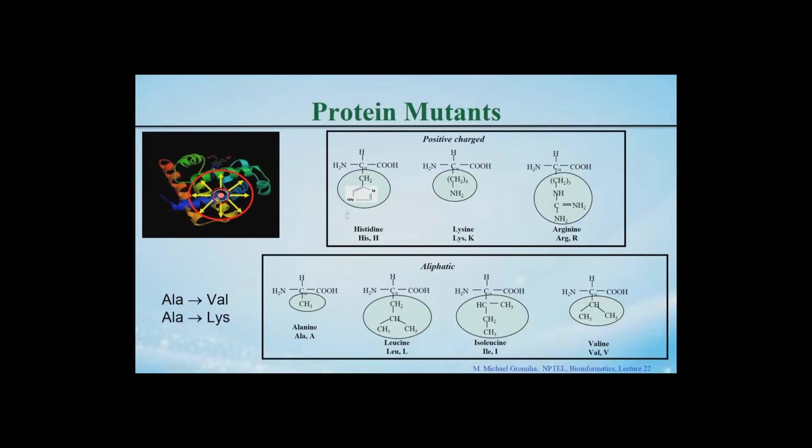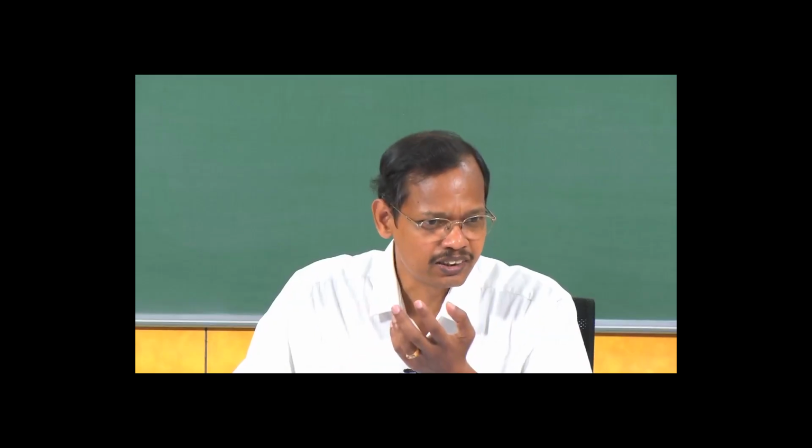So, here I show some types of amino acid residues. Here you can see the positive charge residues lysine, arginine, and aliphatic residues. If we mutate alanine to valine, what will happen? Whether it stabilizes or destabilizes, or this will make contacts or it will make a steric clash, depends upon the location where you mutate.